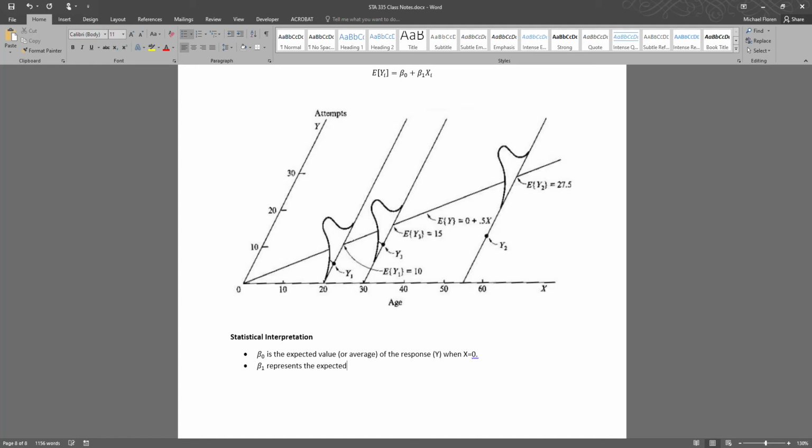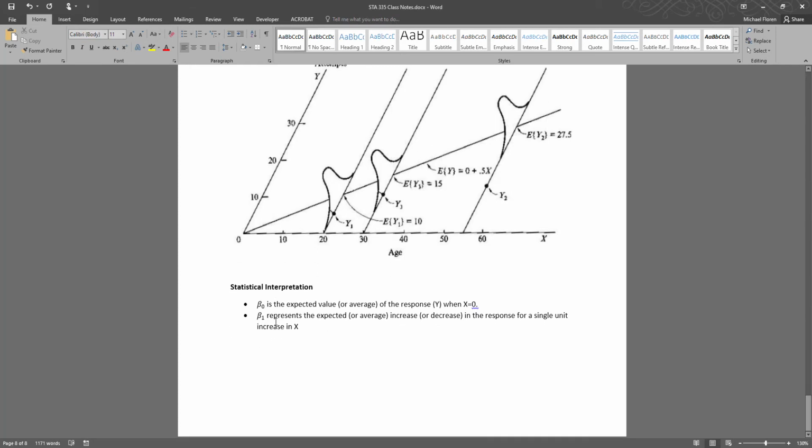Similarly, beta 1 represents the expected or average increase or decrease, depending on the sign. If it's positive, it's going to be an increase. If it's negative, it's going to be a decrease. In the response for a single unit increase in x. And again, I know these are yucky definitions. In fact, one of the reasons that we're writing them is to get the yucky definitions out of the way.